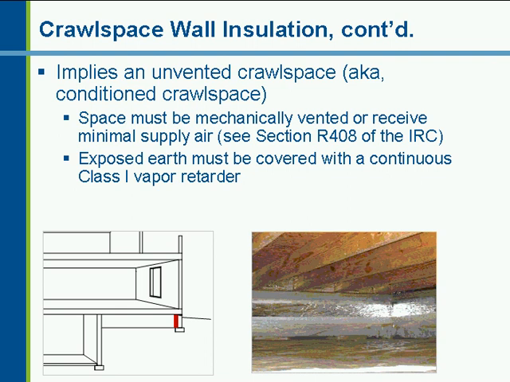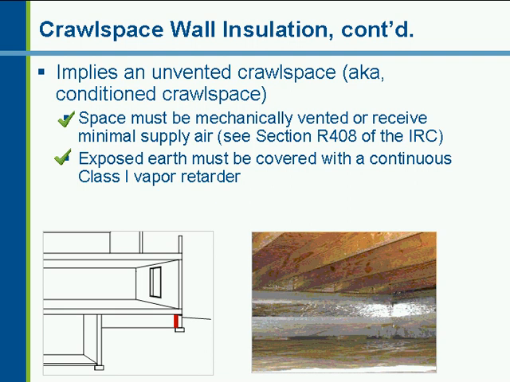There are requirements that the space not have the potential for moisture buildup. The 2 things that govern that are, 1, making sure that there is a minimal amount of airflow through that space, and that can be done either with mechanical exhaust or a minimal bit of supply air. And finally, the exposed earth underneath must be covered with a Class 1 vapor retarder, such as the plastic that you're familiar with.